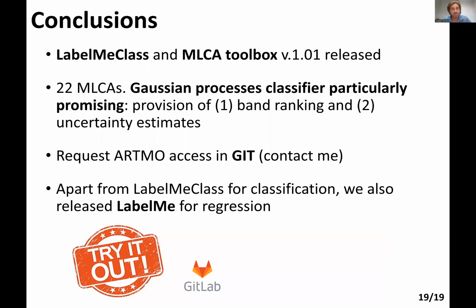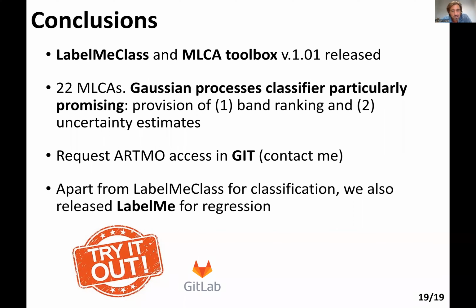So this brings me to close the presentation. We present this LabelMeClass and MLCA toolbox. We believe that from all the algorithms, Gaussian processes are particularly of interest because of the band ranking property and provision of uncertainty estimates. You can have access to it, maybe best in GitHub, so you have the latest version.